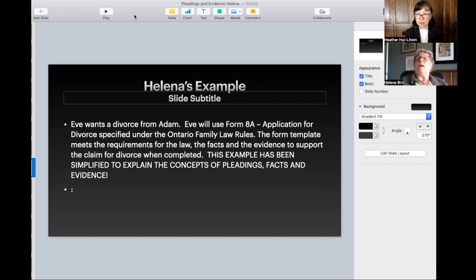Now, keep in mind, I've really dumbed this down and kept it as simple as possible. We're saying these people have no kids, no property, they're just married, neither one is claiming support from the other, they both work, they have similar incomes. So the only thing Eve is asking for is a divorce. She doesn't want to be married to this guy anymore. She wants Adam out of the picture. So this is the factual framework that we're looking at. Let's go to the next slide.